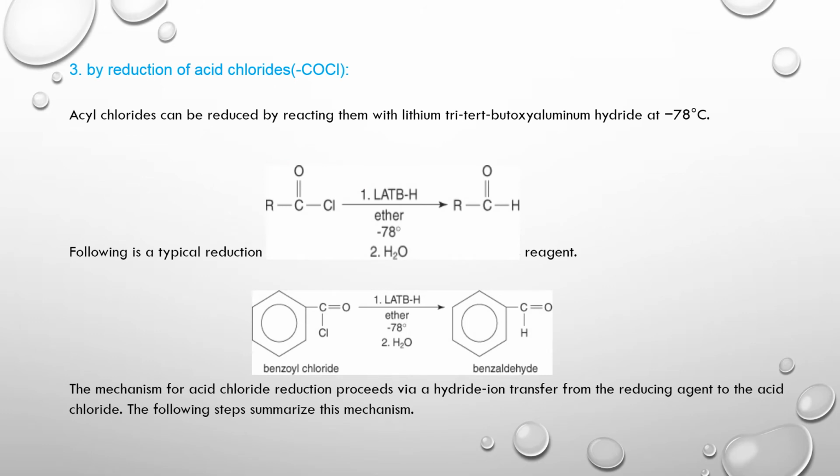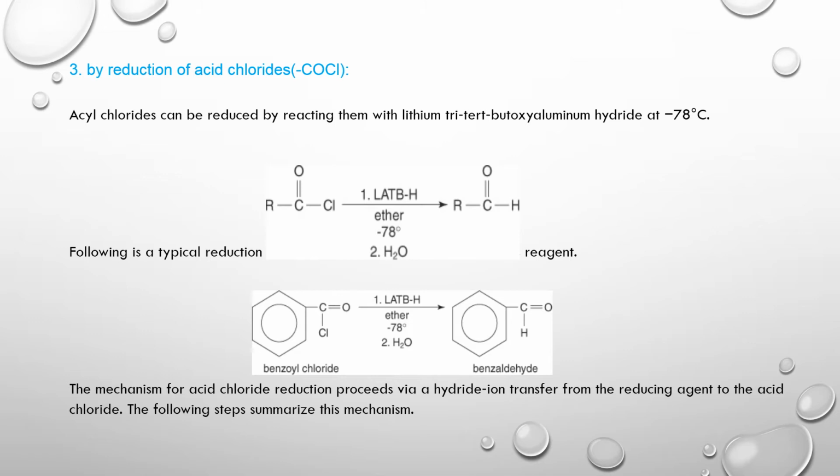Then the third reaction is the formation of aldehyde by the reduction of acid chloride. The functional group of acid chloride is C double bond O Cl. In other words, acid chlorides are also named as acyl chlorides. Acyl chloride can be reduced by reacting it with lithium tri-tertiary butoxy aluminum hydride, LATBH, at minus 78 degrees centigrade.